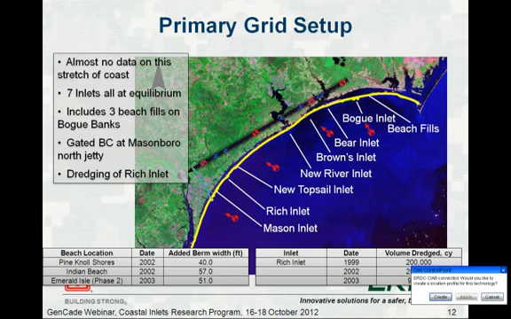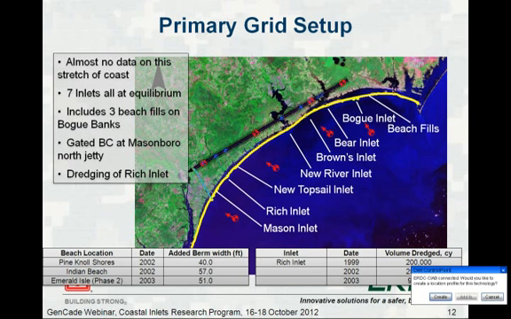We can go to our primary grid setup. This one was actually one of the more difficult ones to set up because this stretch of coast had almost no data. We had 7 inlets. We had to consider them all at equilibrium just because we couldn't find enough information for initial and equilibrium volumes. We included 3 beach fills on Bogue Banks.